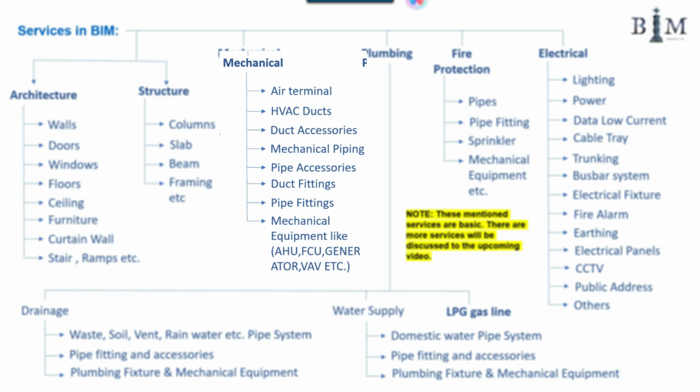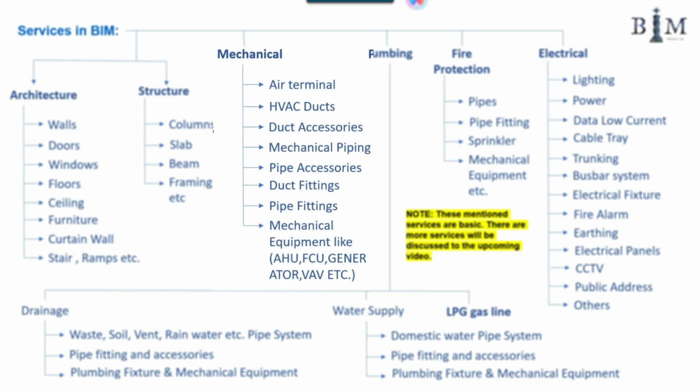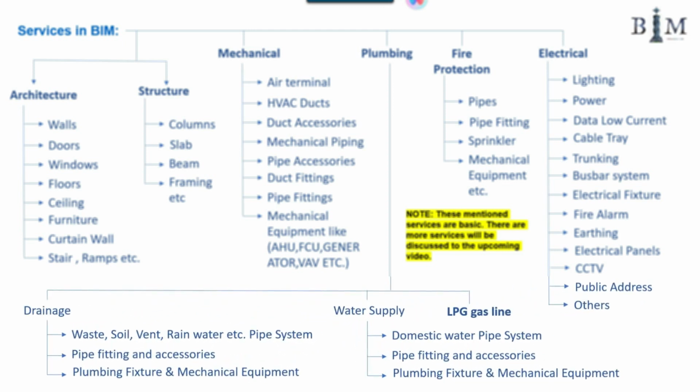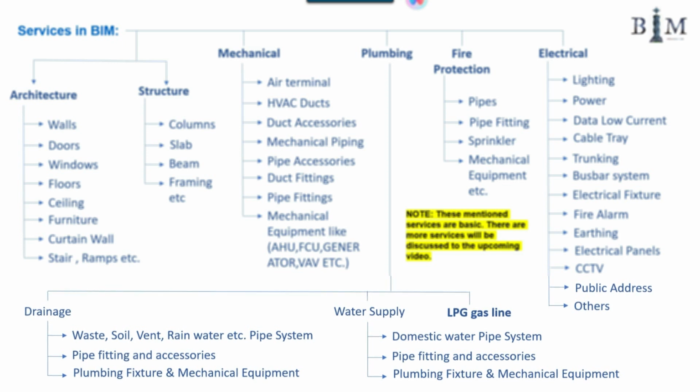Under the mechanical we have elements like air terminal, HVAC ducts, duct accessories, mechanical pipes, pipe accessories, duct and pipe fittings and mechanical equipments like AHU, FCU, generator, VAV etc. Under the plumbing services, we have three services like drainage, water supply and LPG gas line. And under drainage, water supply and LPG gas line, pipe fitting, pipe accessories and mechanical equipments are there.